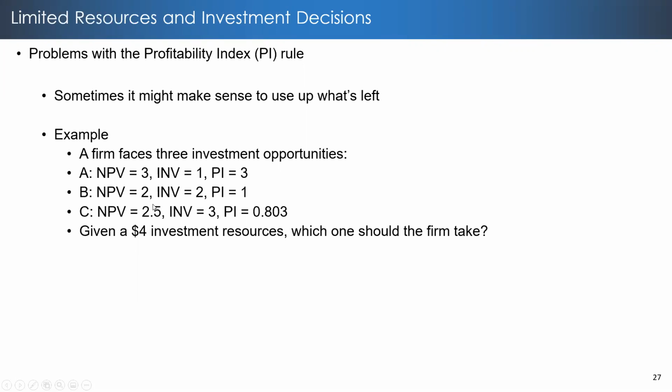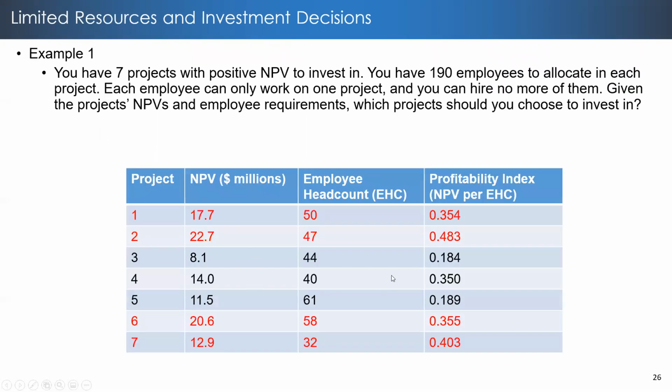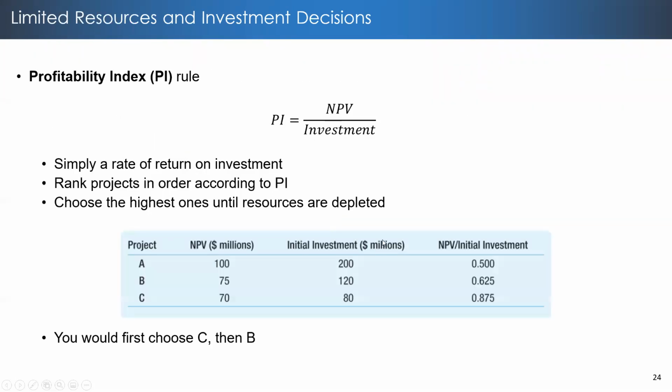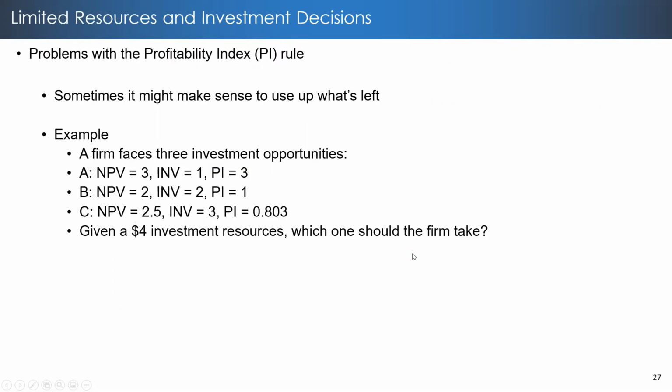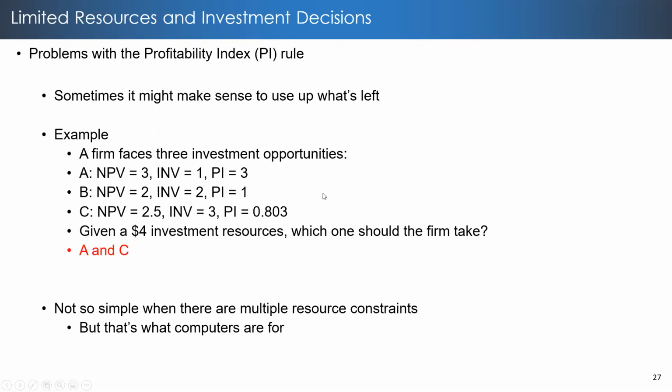Sometimes the conclusion can be different from the original profitability index rule. In this case, it's the same, and in the first example, it is also the same as the original PI rule. However, in the last example, some strange things can happen, and be very careful with this. So we take A and C.